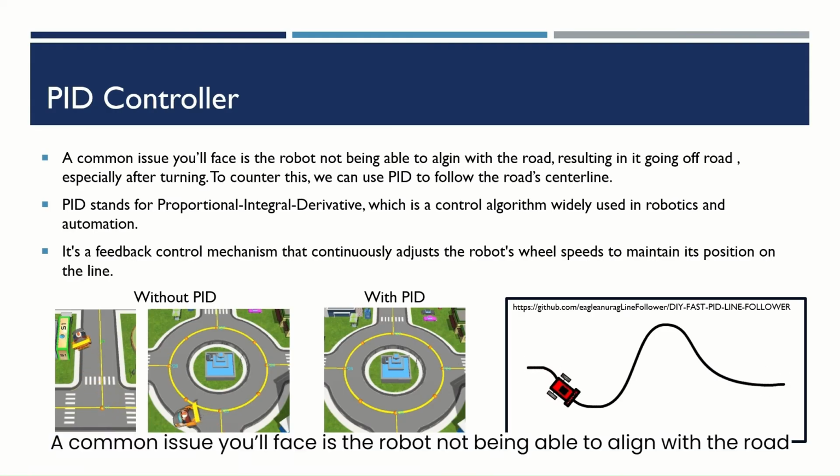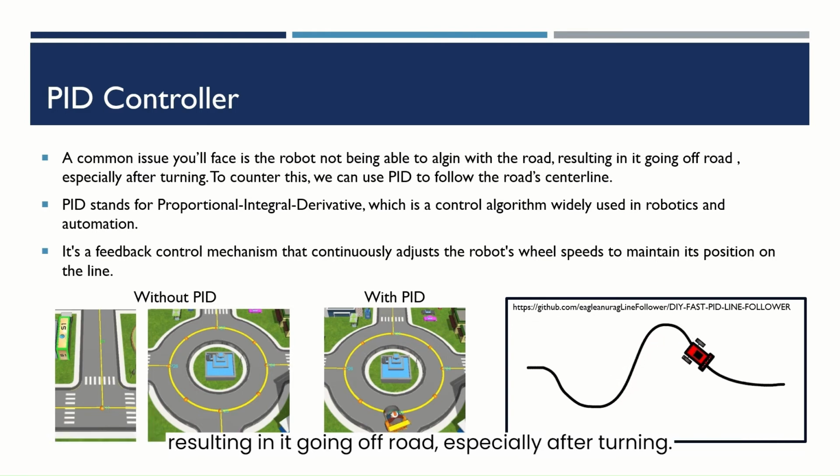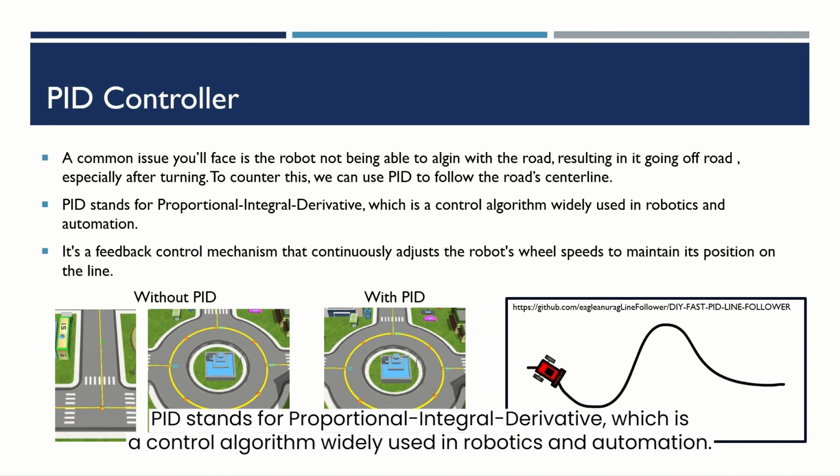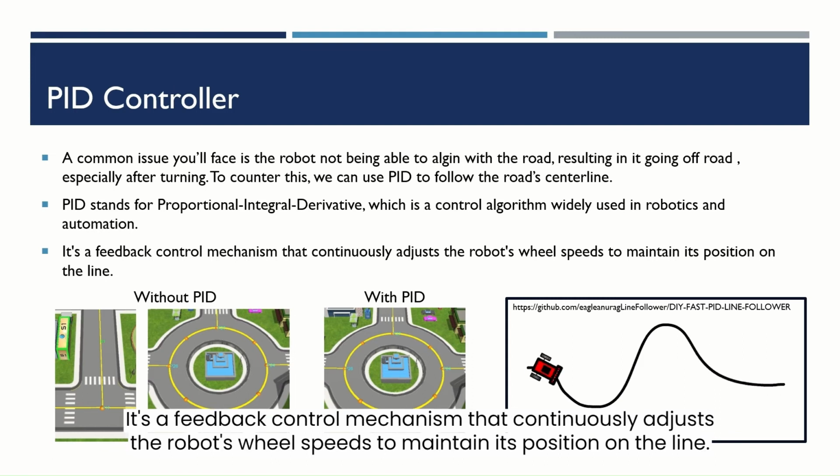A common issue you'll face is the robot not being able to align with the road, resulting in it going off-road, especially after turning. To counter this, we can use PID to follow the road's centerline. PID stands for Proportional Integral Derivative, which is a control algorithm widely used in robotics and automation. It's a feedback control mechanism that continuously adjusts the robot's wheel speeds to maintain its position on the line.